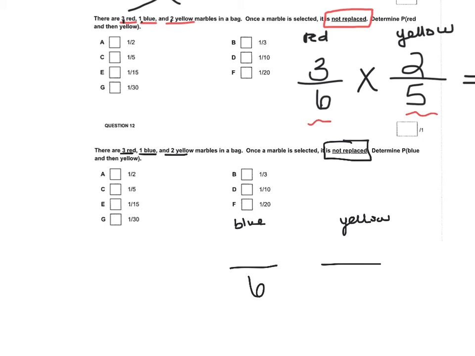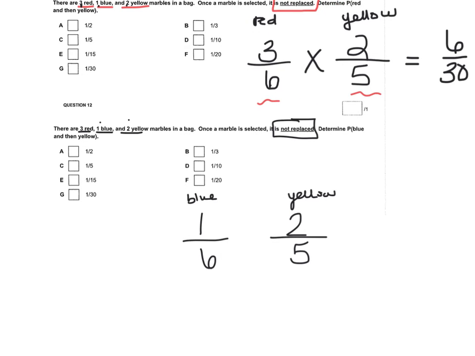I pull 1 out and I don't put it back. So that means the second time I do it, there's only 5. So the first time, what's the probability of pulling a blue marble out? 1 out of 6, because there's only 1 blue. And then the second time, a yellow. Well, there's 2 yellows, so there's a probability of pulling 2 yellow out. Multiply across and reduce.